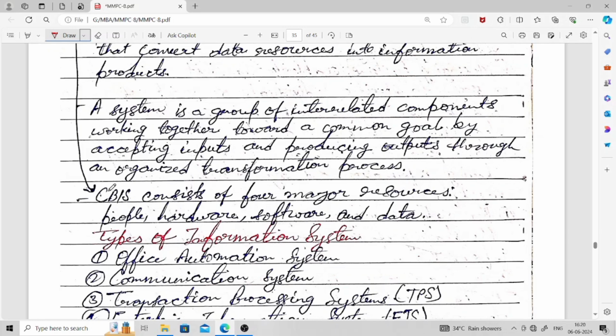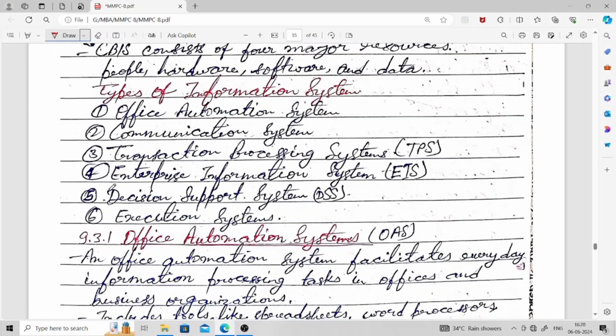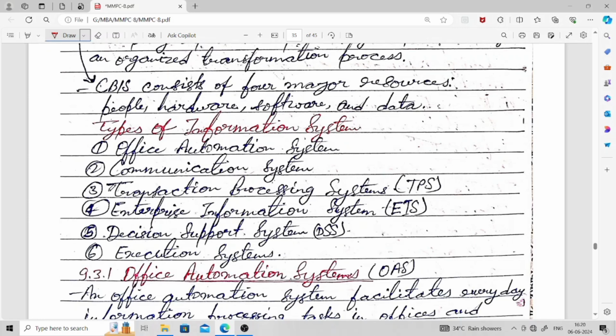And next here you have CBIS, that consists of four major resources. CBIS means computer based information system. So computer based information system consists of four major resources: people, hardware, software and data. Because people use the information system, and for that we need hardware on which the software will work, and we need raw data that is going to be converted into specific information.